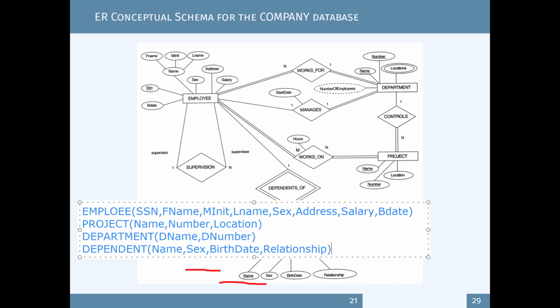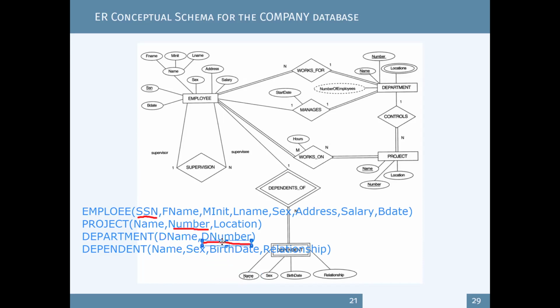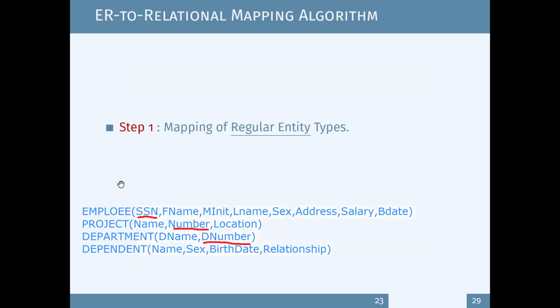So you include everything, right? So forgot this. This is social security number. This is number. This is again number. This is what we need. Okay, so now let's move on to the next one.